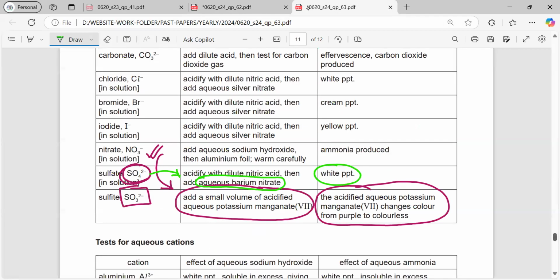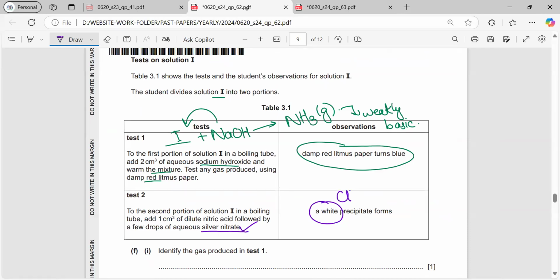Now let's see the data sheet. By adding silver nitrate, we are getting white PPT. So it means it is chloride ion. The negative ion will be chloride. So it means that this is chloride.